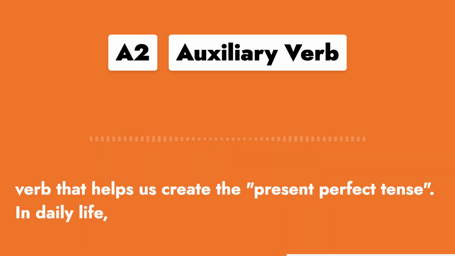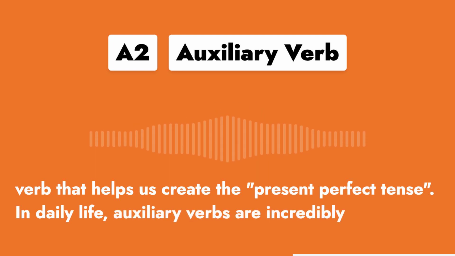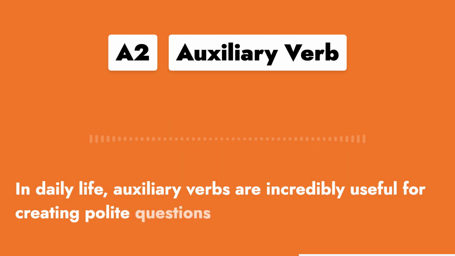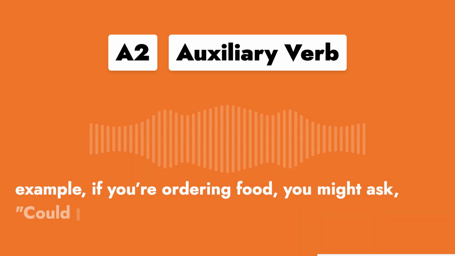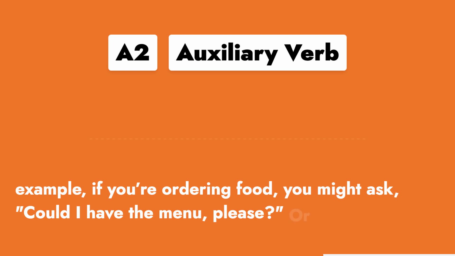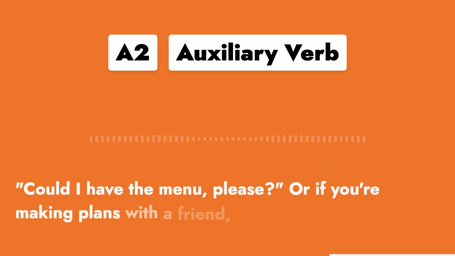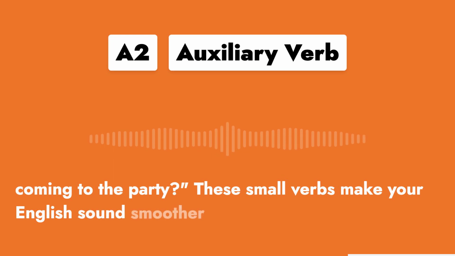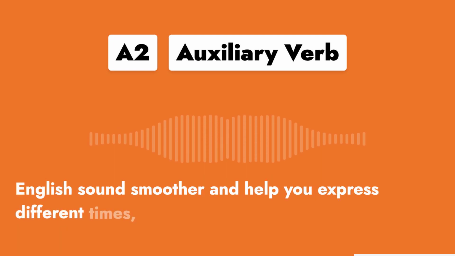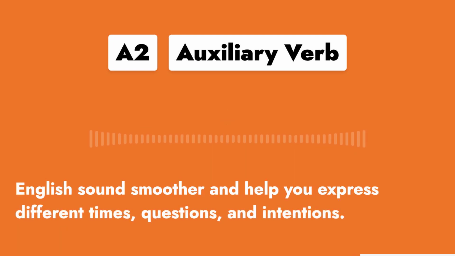In daily life, auxiliary verbs are incredibly useful for creating polite questions and clear sentences. For example, if you're ordering food, you might ask, "Could I have the menu, please?" Or, if you're making plans with a friend, you could say, "Are you coming to the party?" These small verbs make your English sound smoother and help you express different times, questions, and intentions.